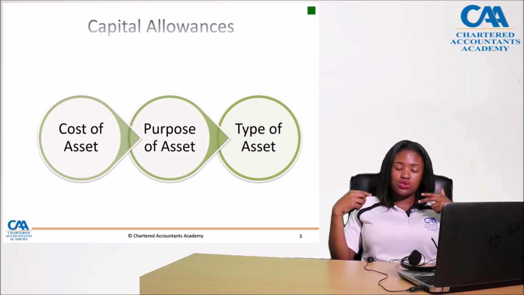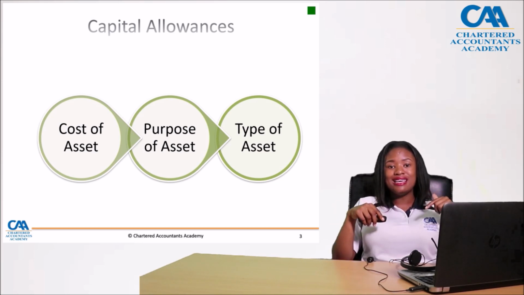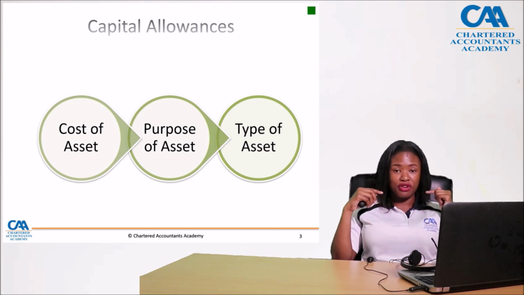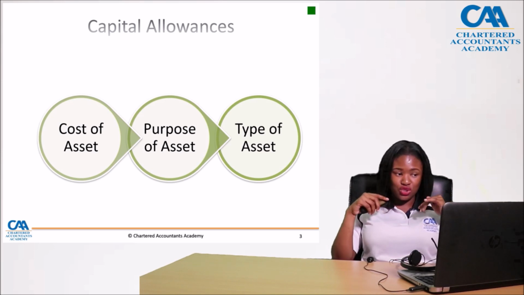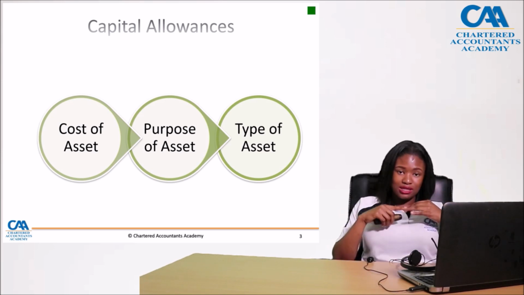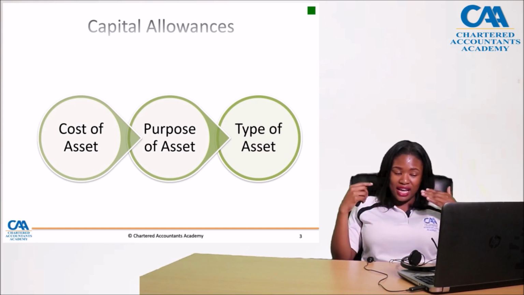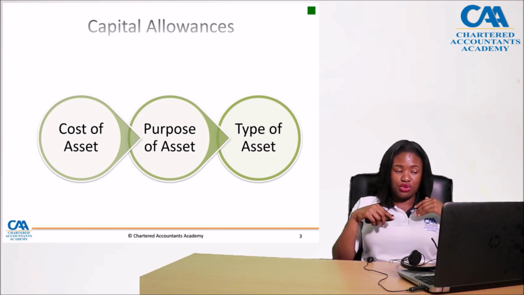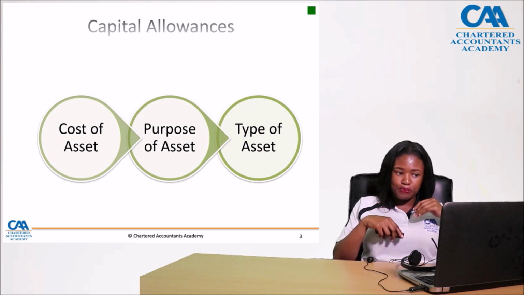So this is where your IAS 12 comes through. It becomes very important because when you're now calculating your tax base, these are the principles that become very important. Because for you to be able to determine the tax base of an asset, you need to know what was the cost and which allowance you can get. And for you to be able to do that, you need to know these very, very important characteristics.